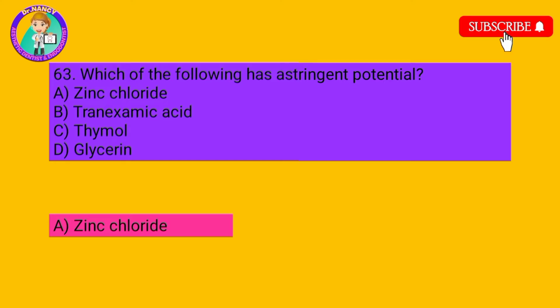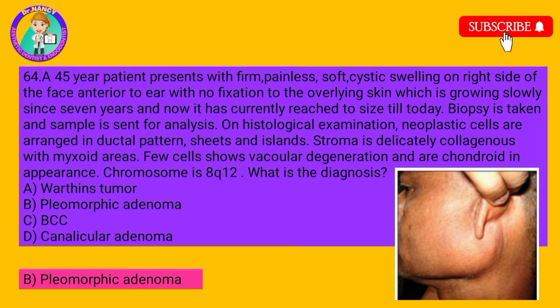Answer: zinc chloride. A 45-year-old patient presents with firm, painless, soft cystic swelling on the right side of the face anterior to the ear, with no fixation to the overlying skin, which has been growing slowly for 7 years and now has reached the current size. Biopsy is taken and sample is sent for analysis.